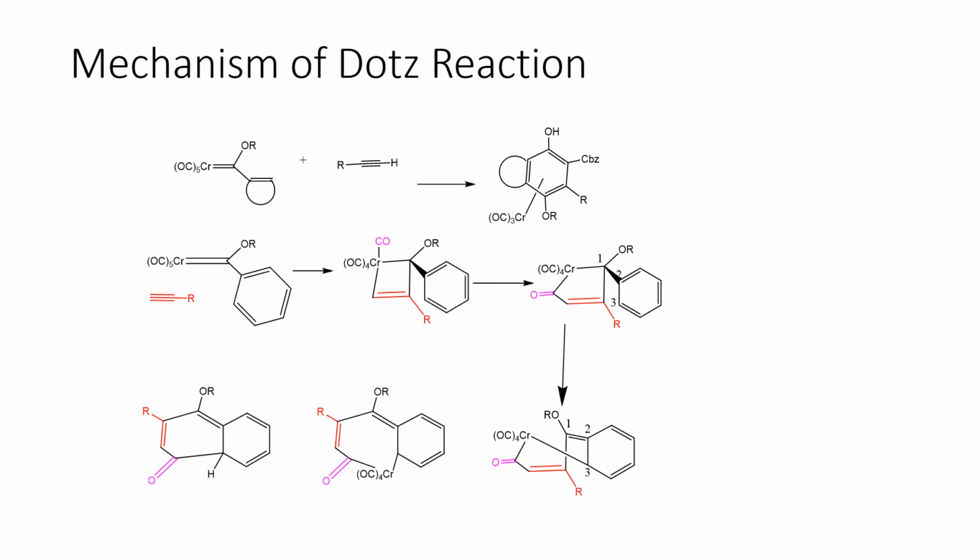So now we consider the mechanism of the Dotz reaction. This is a little more complex, so you have to look at it a bit carefully. I have on the product side the introduction of two carbons. You have an alkyne and you have a carbene. So that takes care of 4 carbons, and the second 2 carbons that are coming in, one is coming in actually from the introduction of carbon monoxide.